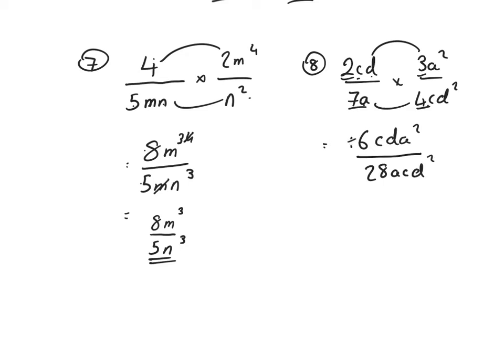Okay, so first of all, let's simplify the numbers. I could divide top and bottom by 2 there, so that would give me 3cda squared over 14ac squared. Okay, I can then cancel that c with that c. I can cancel that d and bring that d squared down to d, and I can cancel that a and bring that a squared down to a, and that will give me 3a over 14d.